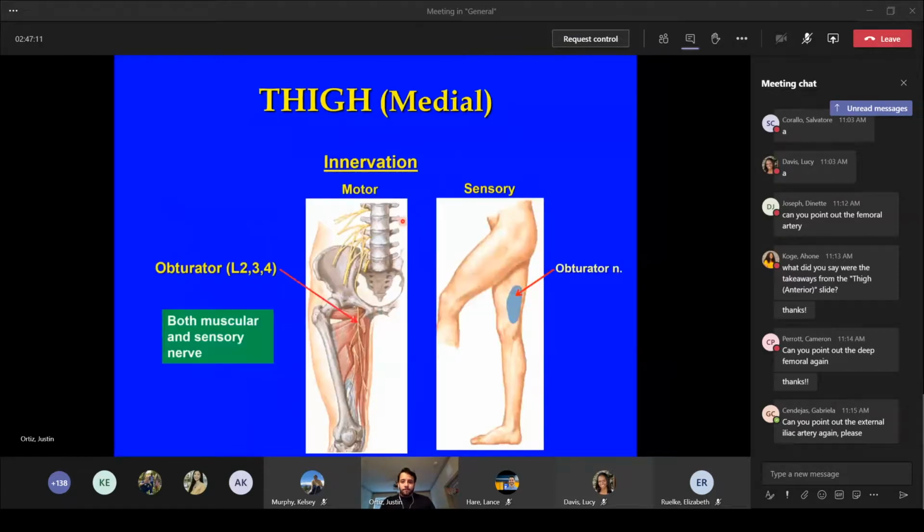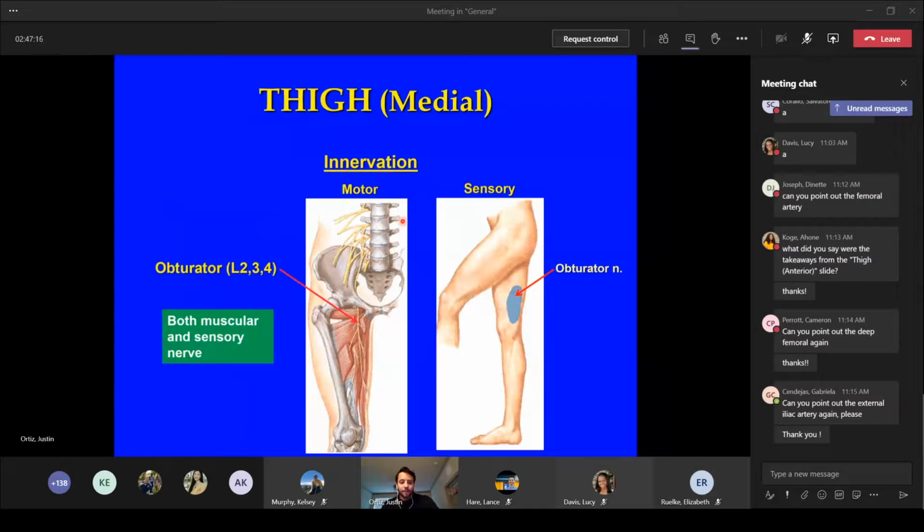Okay, so we have the medial portion of the thigh. You're going to have obturator, right? We talked about obturator. Remember, that's going to be important for muscular as well as sensory. So it's going to do the sensory portion on the medial side of the thigh, as well as muscular, which would be almost all the adductors on the medial side of the thigh, right?